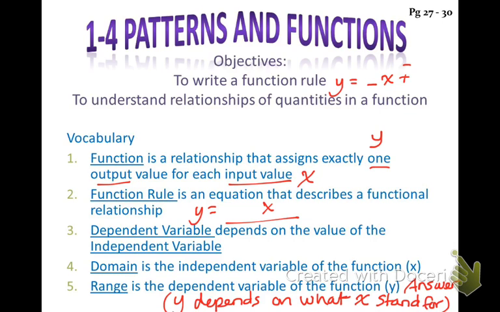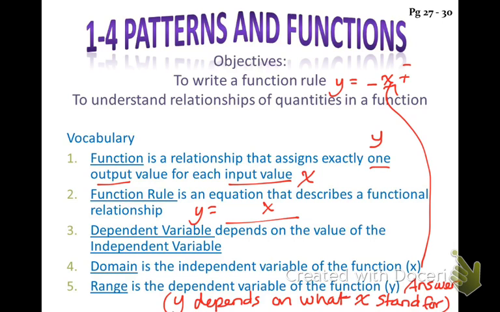A dependent variable depends on the value of the independent variable. So let's go over what that means. Domain is the independent variable of the function. That would be the x we've been talking about, so that's the x that goes here. And the range is the dependent variable of the function, or the other way of saying that is your answer. Okay? So when you would do this, y depends on what x stands for.